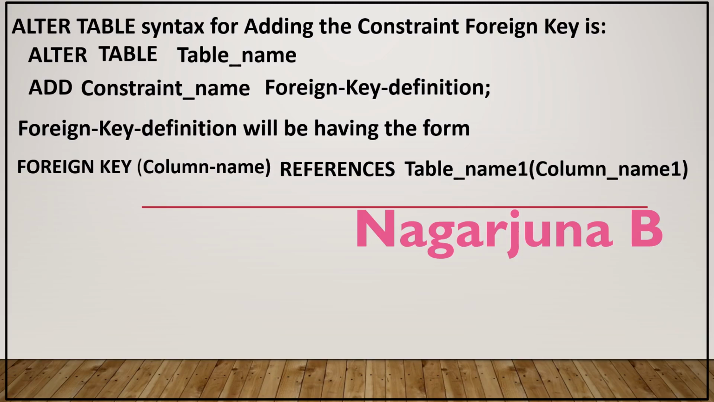So table_name1 means the table to which it will be referring, and column_name1 refers to the column name which is present in table_name1, whereas the column name is with respect to the table name. Table name 1 is the reference to which the column name will be made, and column_name1 is nothing but the name of a column, that is the name of an attribute which belongs to table_name1.